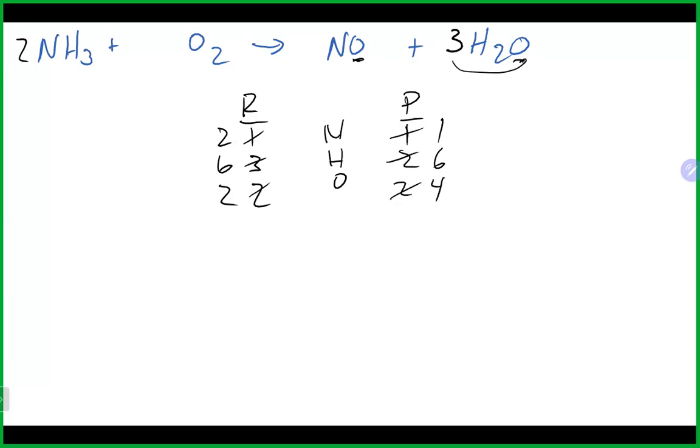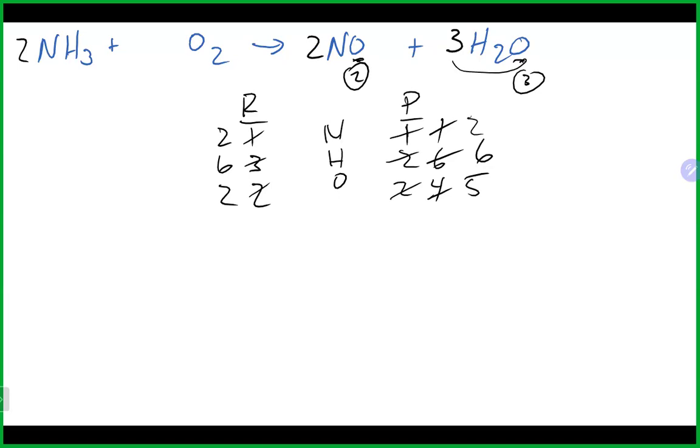Next easiest thing to fix would definitely be the nitrogen, since it's only in 1 spot on each side, and I already have a 2 on that side, so I do need a 2 to lock in my nitrogen over here. And that's going to give me now 2 nitrogens, 6 hydrogens. And now in terms of oxygen, I'm up to 2 there and 3 there, which means I got 5 in this particular case. Any questions up to there?